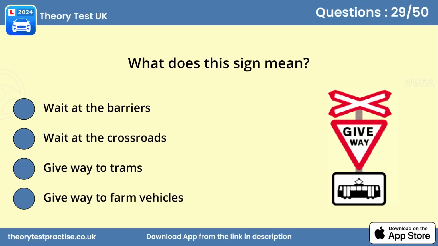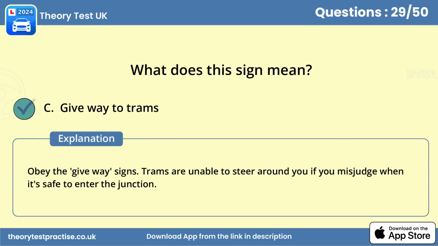Question 29. What does this sign mean? C. Give way to trams. Obey the give way signs. Trams are unable to steer around you if you misjudge when it's safe to enter the junction.